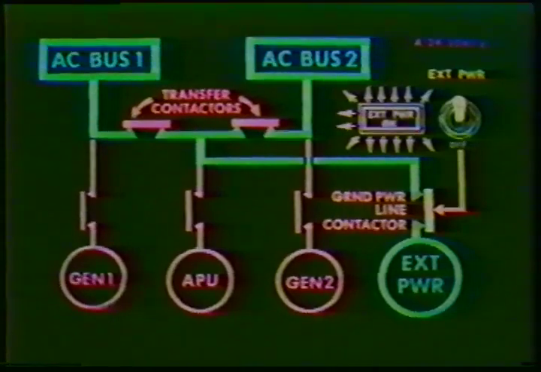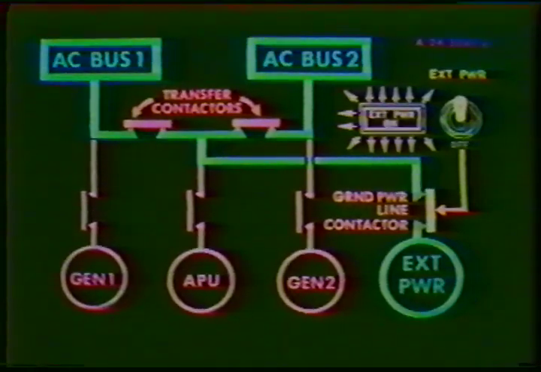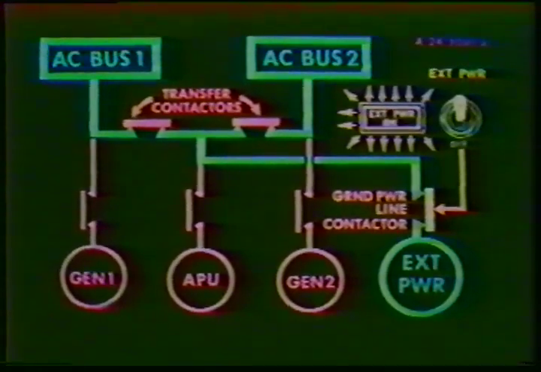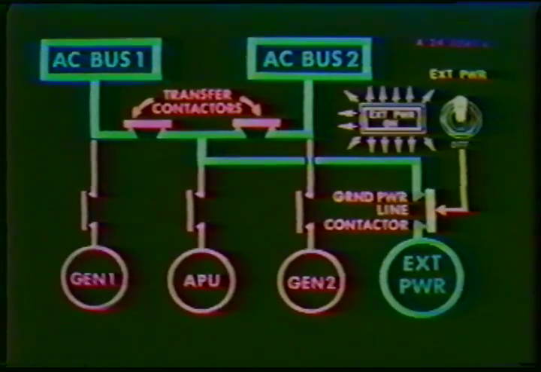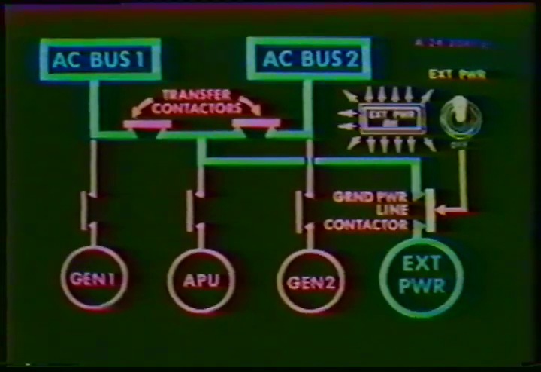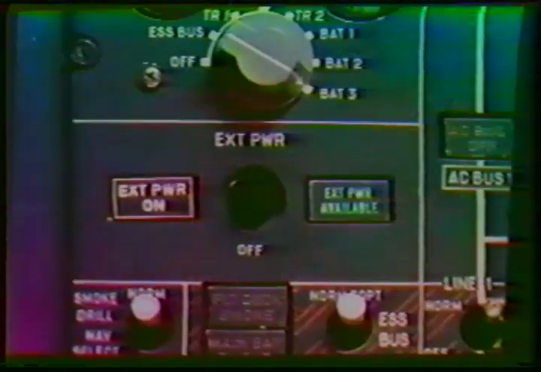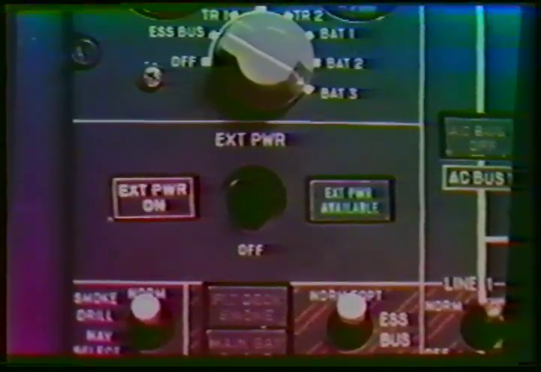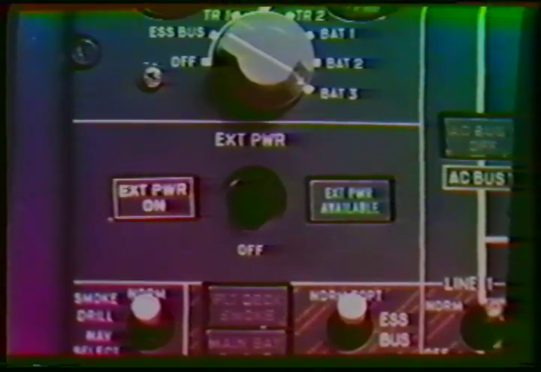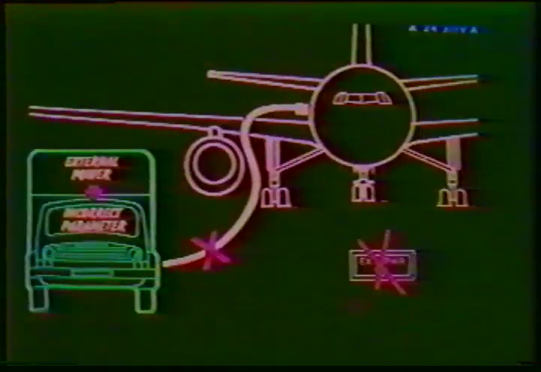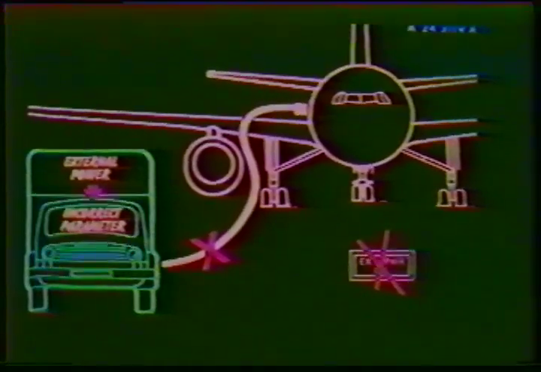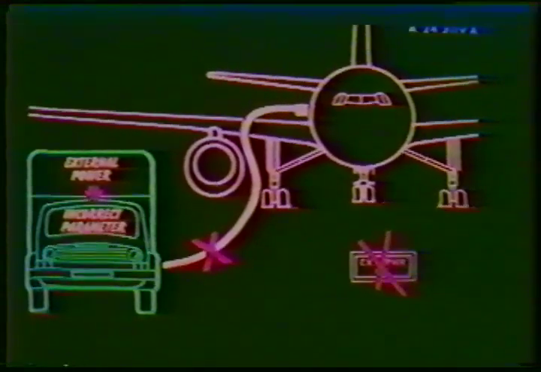When the magnetically held external power switch is set to the external power, the AC load buses may be supplied through a ground power line contactor and the transfer contactors. When connected, a white external power on light will illuminate. From this point on, as soon as a fault is detected, it will automatically remove the external power from the aircraft.